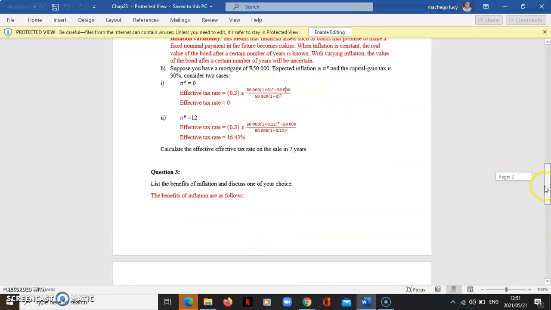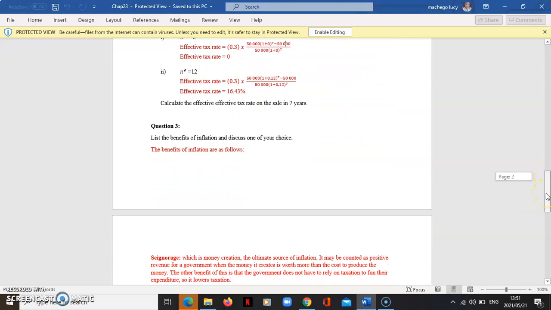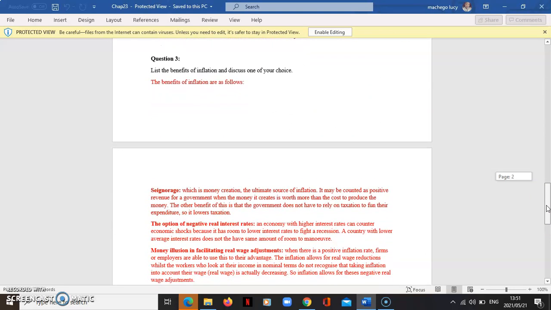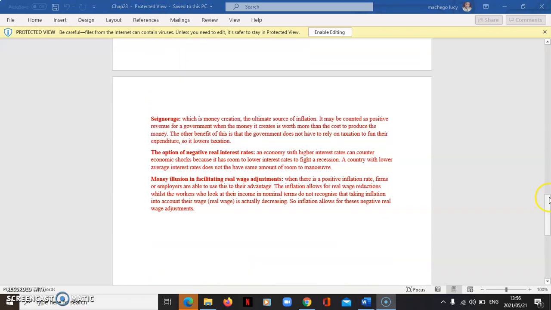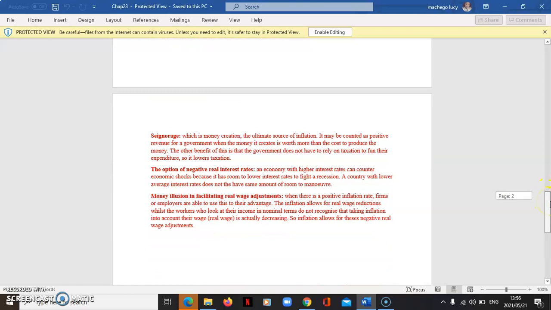Moving on to question 3. List the benefits of inflation and discuss one of your choice. The benefits of inflation are as follows. We have seigniorage, which is money creation, the ultimate source of inflation. It may be counted as positive revenue for a government when the money it creates is worth more than the cost to produce the money. The other benefit of this is that the government does not have to rely on taxation to fund its expenditures, so it lowers taxation.